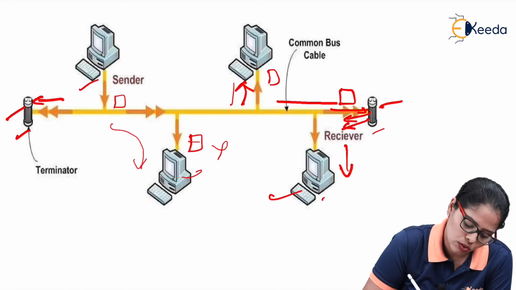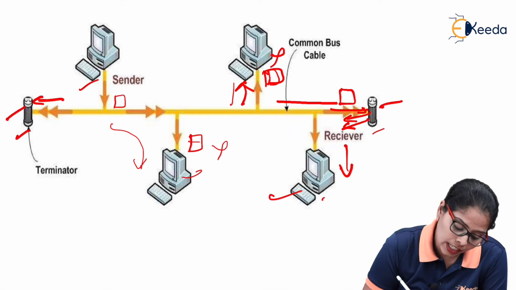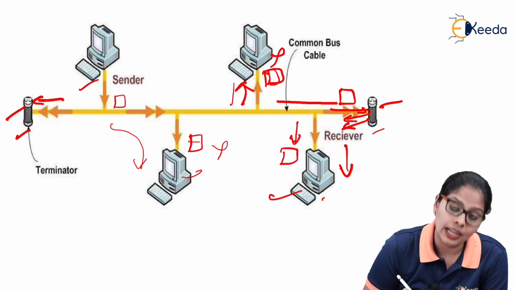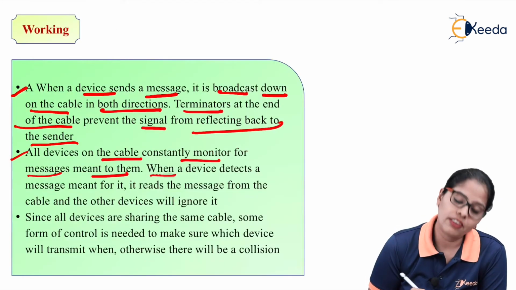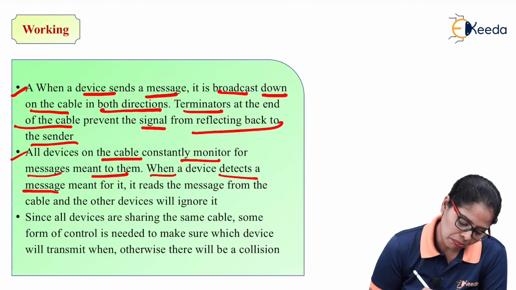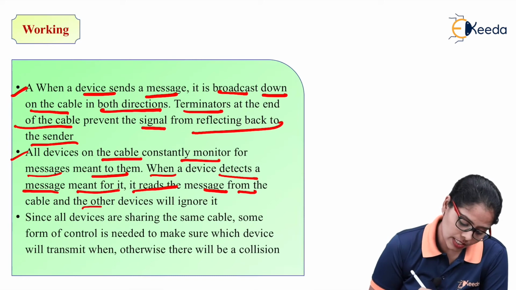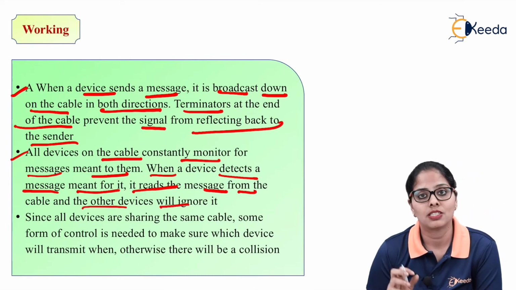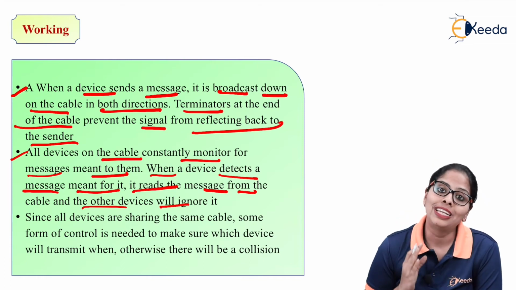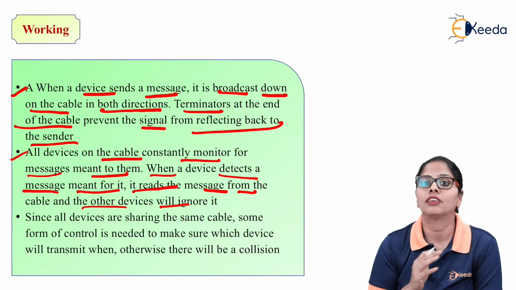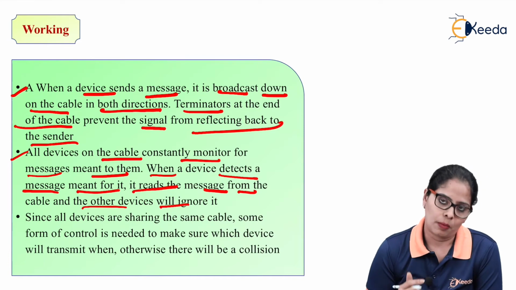Again, this computer also checks the packet destination address, not matching, so discard. Finally, when this receiver sees that the destination address is matching, it will accept it. So when a device detects a message meant for it, it will read the message from the cable, otherwise it will just ignore it. Whatever the packet is for that destination, only that device is going to read it, and other devices are going to ignore or discard that packet.